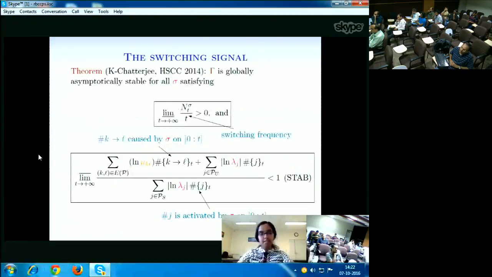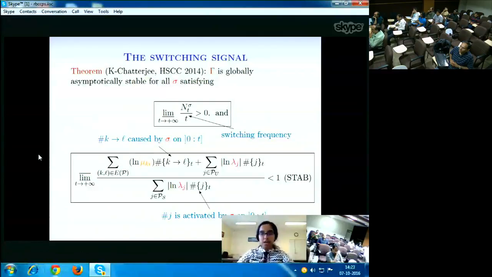So the problem was, we are given a family of discrete-time linear systems and a set of admissible switches, and we are trying to characterize a class of switching signals under which the resulting switched system is globally asymptotically stable. So what we propose is the following, that the discrete-time switched linear system gamma is globally asymptotically stable for every switching signal sigma that satisfies these two inequalities. Okay, so the first thing to observe is that both these conditions talk about the asymptotic behavior of the switching signal. So we are not putting any pointwise condition on the switching signal to guarantee stability.